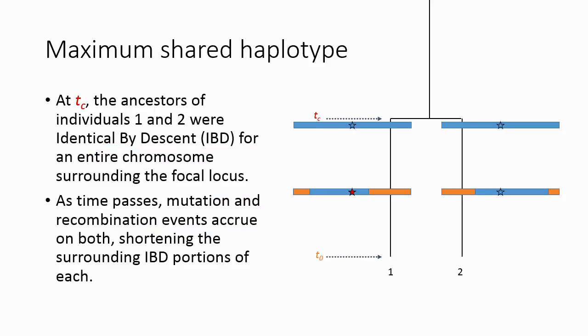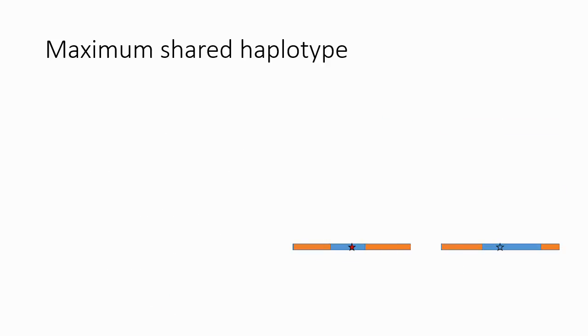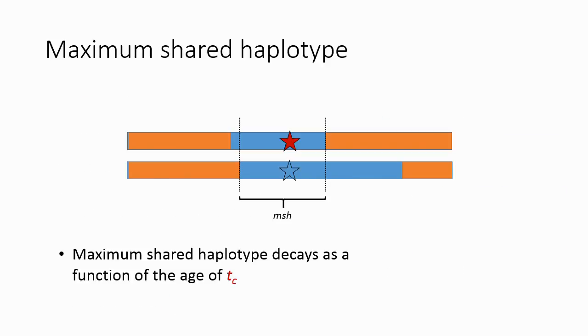These two chromosomes are evolving independently and they're accumulating both recombination events and mutation events, both of which are shortening these IBD tracts. And that goes all the way till we reach now, time t0. We take our two chromosomes, we align them, and we find where we overlap in our regions of IBD. This is the maximum shared haplotype. This is the statistic that we're using to estimate TC. This is going to shrink as TC gets older and older.